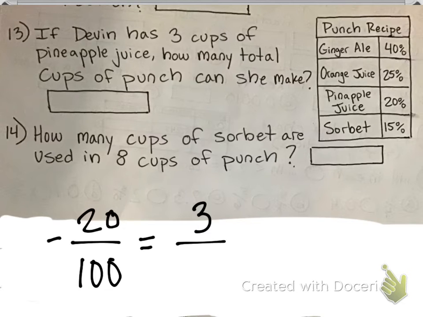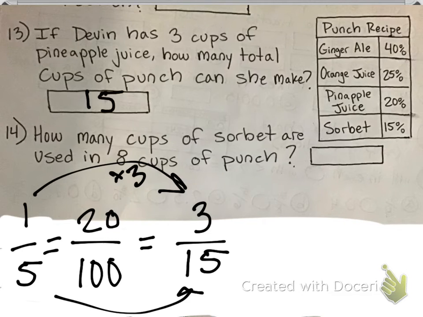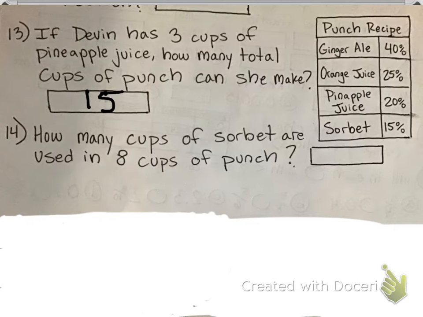We can't do this very easily at first, 20 to 3, so we have to simplify. 20 over 100. What is 20 over 100 simplified? 20 over 100 simplified, Michelle. 1/5. How do we go from 1 to 3? What do we do? Liam? 1 to 3 is times 3. So we do the same to the bottom. What's 5 times 3, Rafi? 15. So I can make 15 cups of punch.